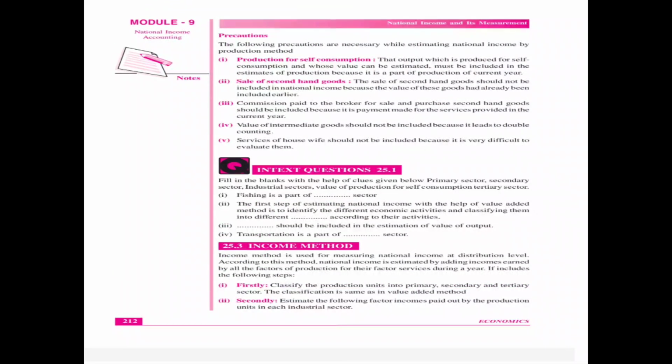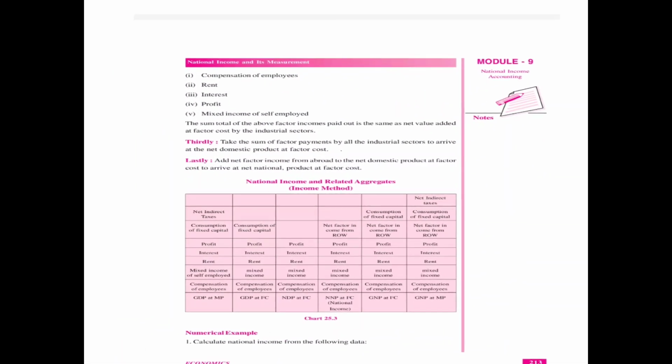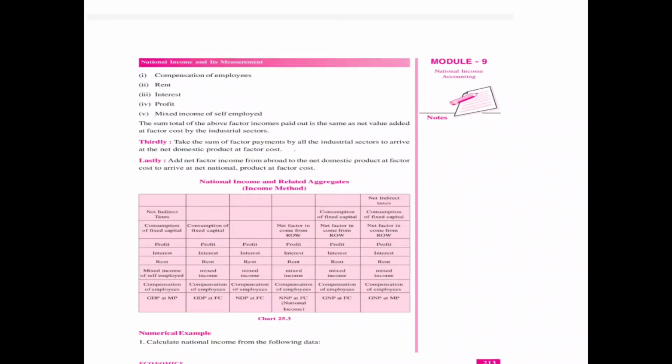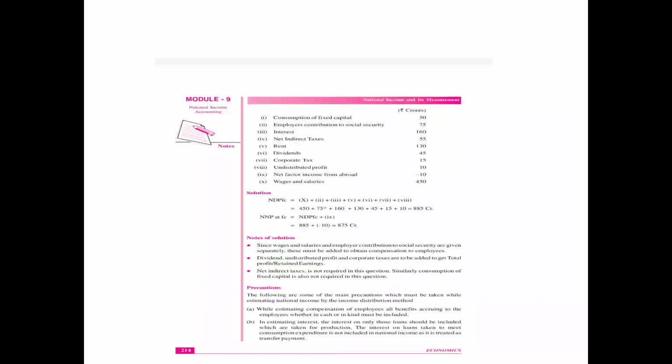This method measures national income by the distribution of income at any level. Firstly, it includes the primary, secondary and tertiary sectors, and secondly, it deals with the production of these industrial sectors. Thirdly, it arrives at the domestic product, and lastly it arrives at the national product at factor cost, etc.